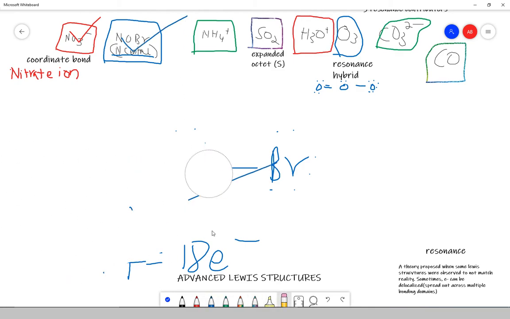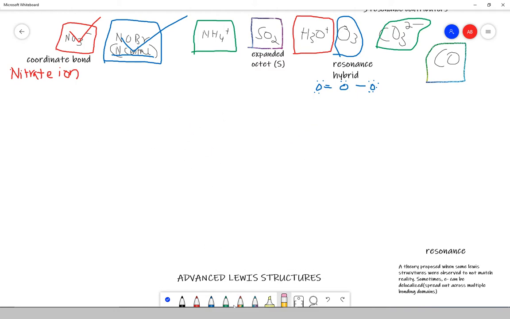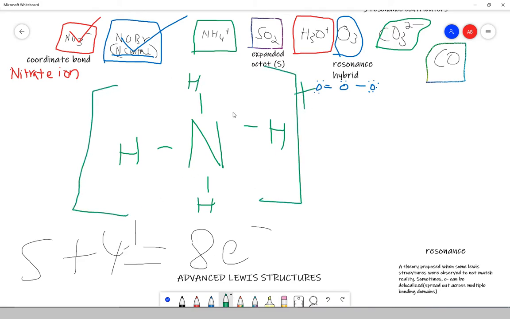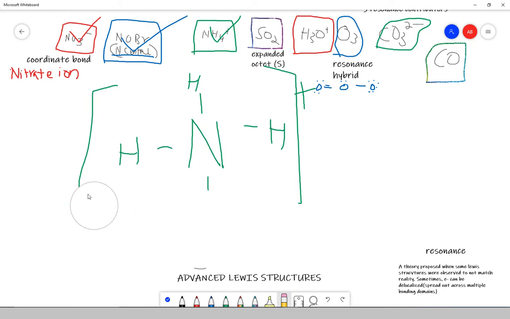Let's move on to the next ion or compound right here. This is simply going to look like this. So we have 5 plus 4, which is N, minus 1, which is 8 electrons in our Lewis structure. Let's draw it out. We have single bonds for this, then we have brackets, and we write our charge like that. So this is a correct Lewis structure of this compound. Let's delete all of this and move on.